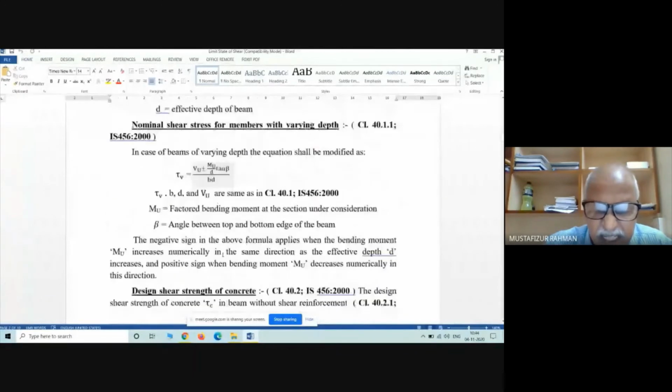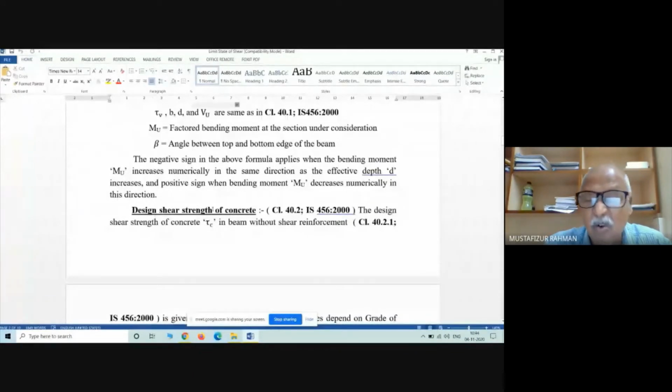Design strength of concrete, clause 40.2, is the design stress tau c. See, the previous one was tau v. Now this is c. This c means the design strength of the concrete together with bending steel. So for that, what do we have to find out? We have to find out the percentage of steel we have provided.